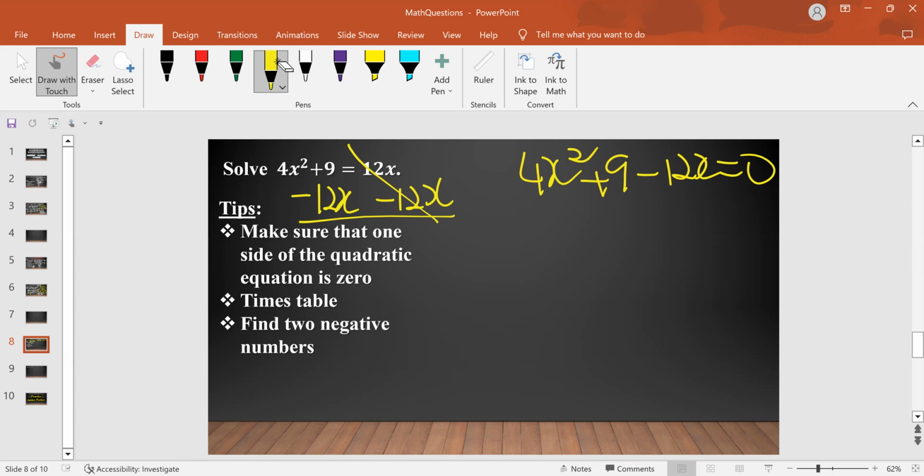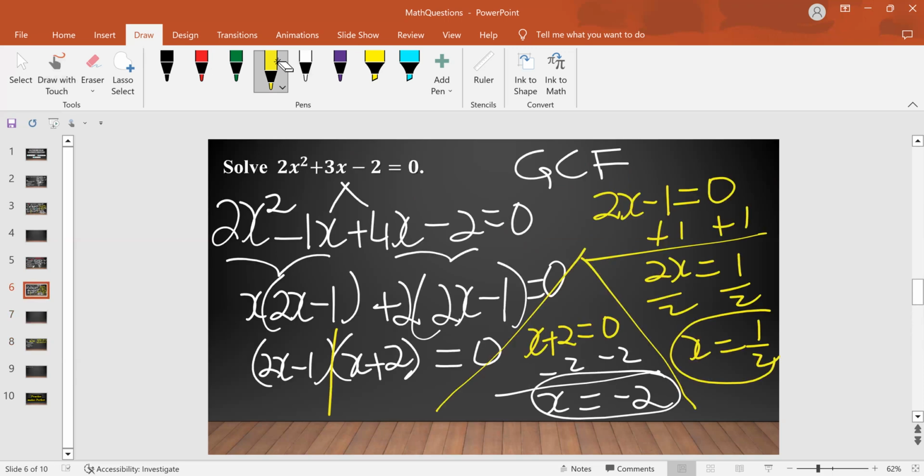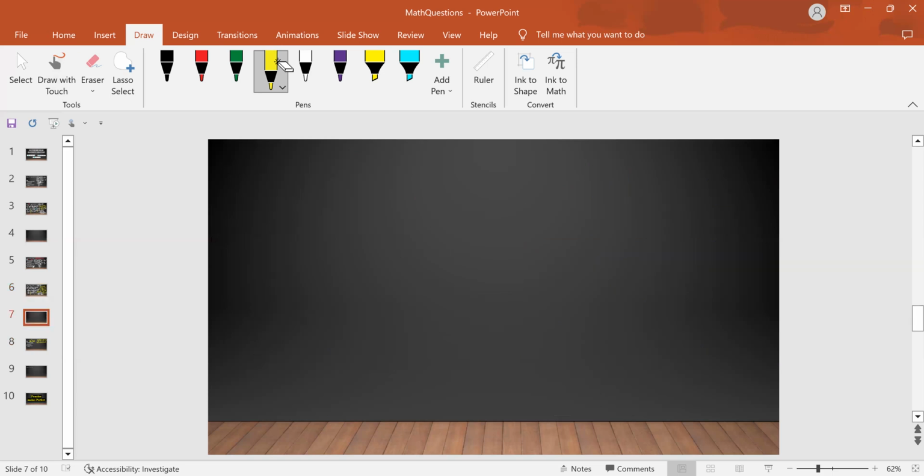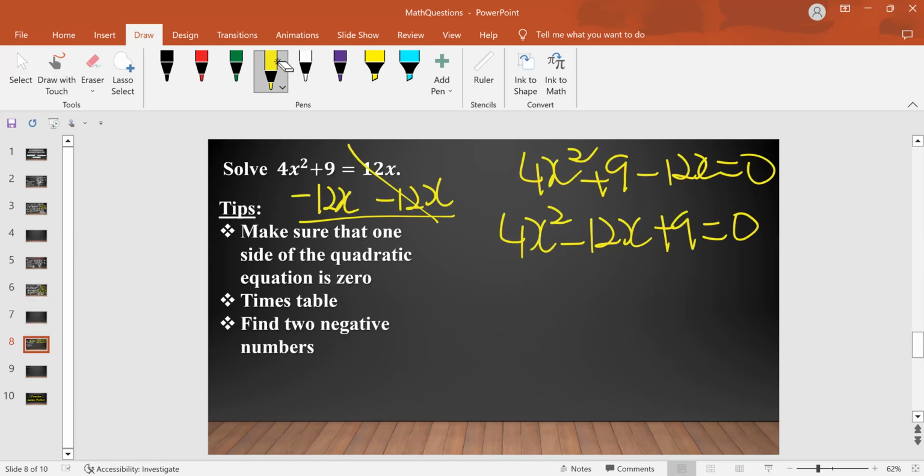Now, we'll try to arrange the exponent here from highest to lowest. Therefore, we're going to have 4x squared minus 12x plus 9 is equal to 0. Remember, in the previous equations, we have x with the highest exponent. After that, we have x with no exponent, which is like an invisible 1, and we have a number without exponent. So in descending order, we have this expression arranged like this.